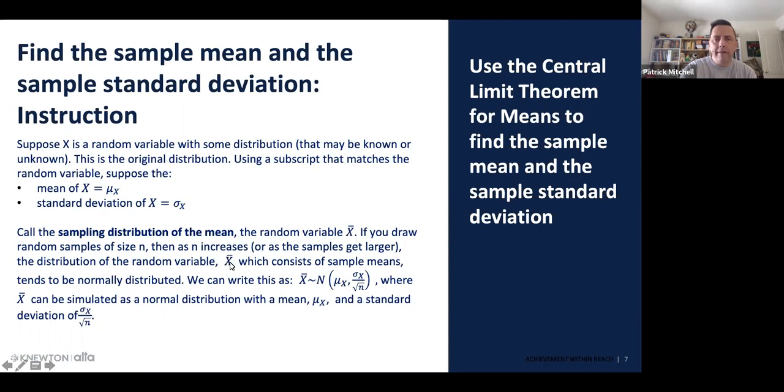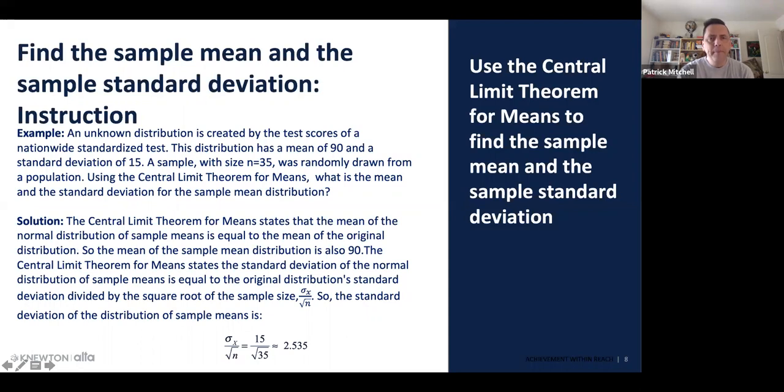The random variable x bar, which consists of sample means, tends to be normally distributed. This notation, which I think you've seen something like before, says that x bar follows a normal distribution with a mean of mu sub x, that's the mean of the original distribution, and a standard deviation of sigma sub x divided by the square root of n. So you take the original standard deviation and divide it by the square root of n.